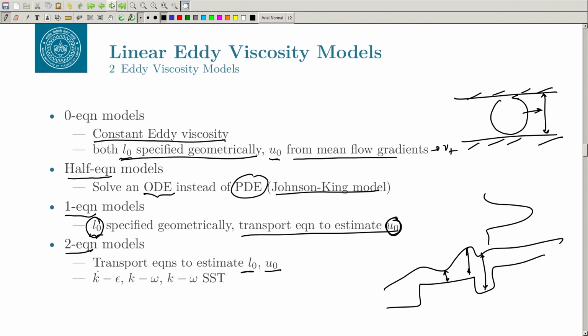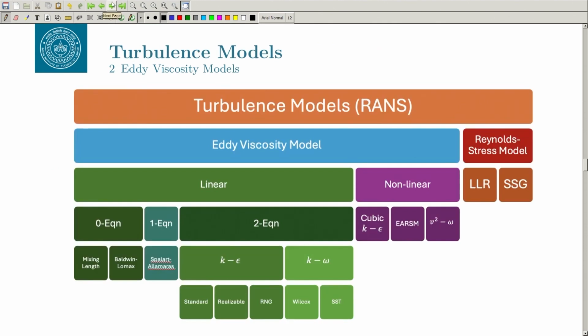So, let us look at some of these models. This is a big picture of the turbulence models. We are now into the eddy viscosity model, but as we said, another approach is the Reynolds stress model. This is more expensive because we use 6 models for 6 different stresses. In the eddy viscosity model, the only thing that we need to find out is mu t, but it depends on some length scale and velocity scale that you need to find out.